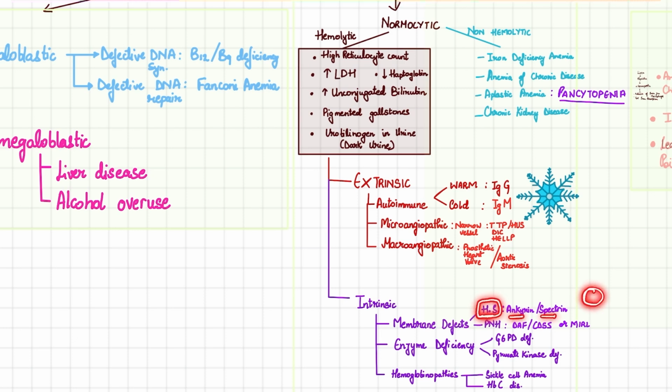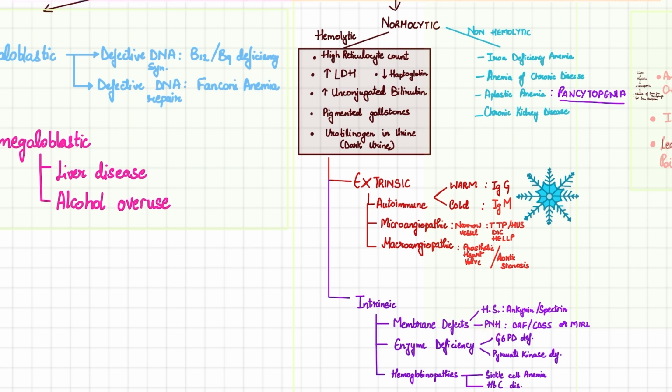So these are very fragile, they are shaped like a sphere, and MCV is going to be normal, right? So hereditary spherocytosis is going to rupture and cause intrinsic hemolytic normocytic type of anemia.